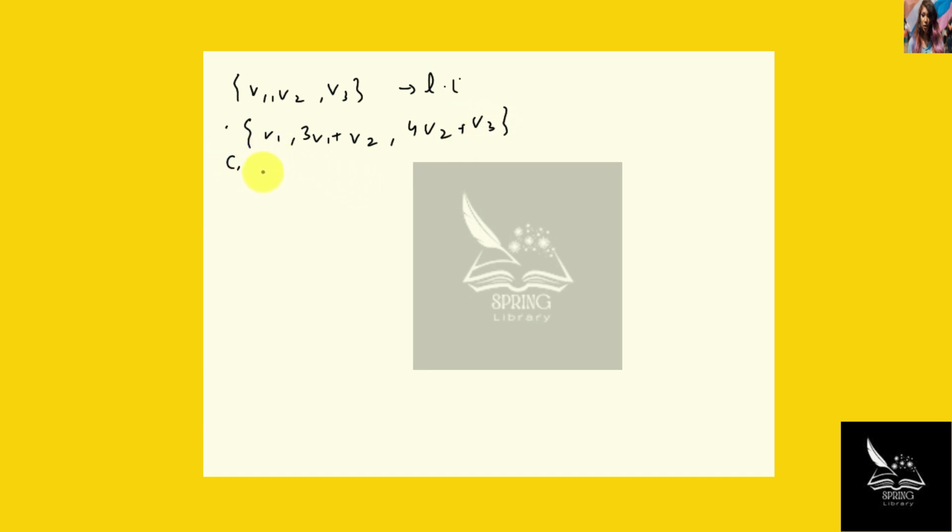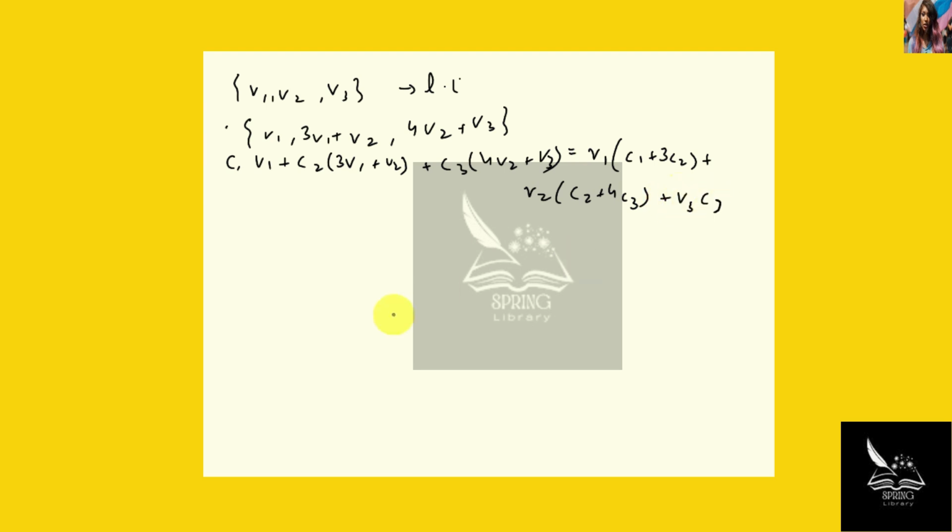Now so let us take the linear combination c1v1 plus c2 (3v1 plus v2) plus c3 (4v2 plus v3). So we can write this as v1 (c1 plus 3c2) plus v2 (c2 plus 4c3) plus v3 c3. Now since v1, v2, v3 are independent, we must have c1 plus 3c2 equal to 0 by definition of linear independence, c2 plus 4c3 equal to 0 and c3 equal to 0.